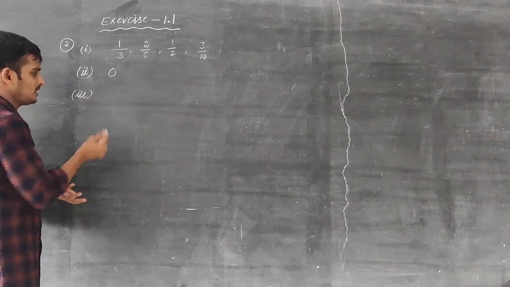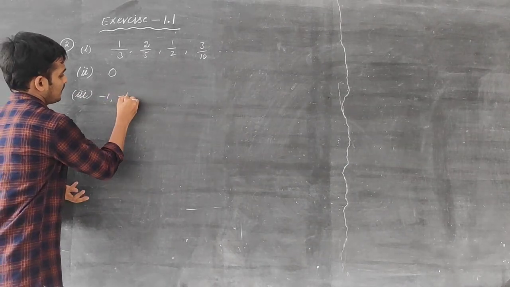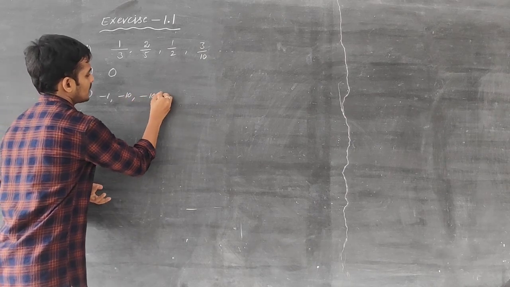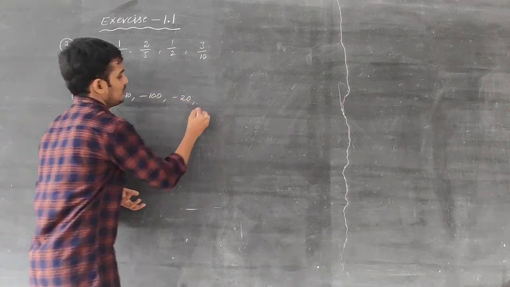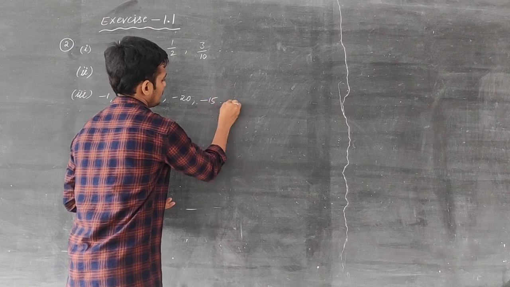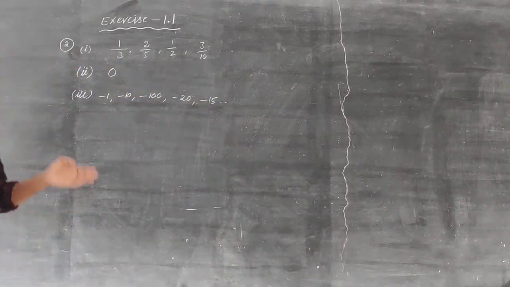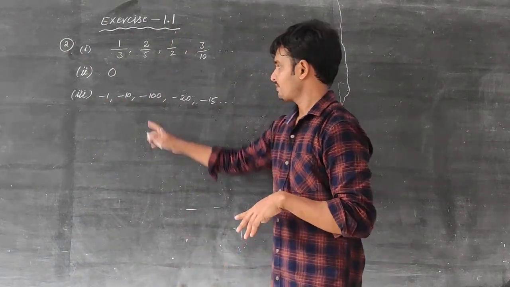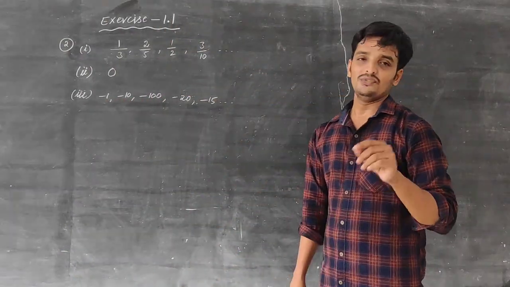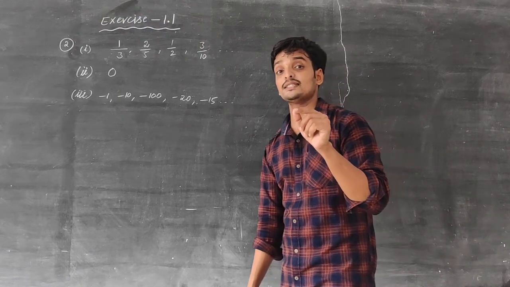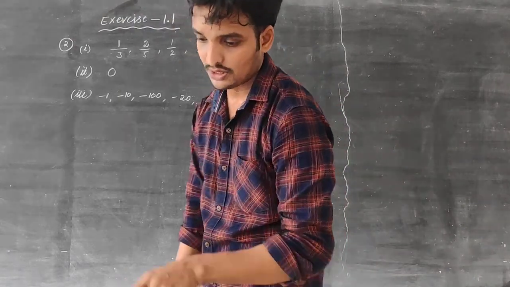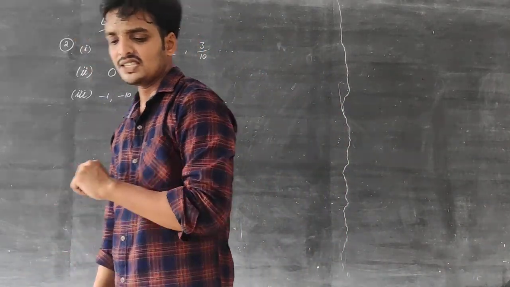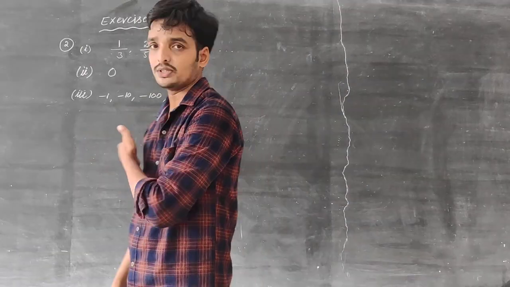Whatever the negative number, for example, minus 1, minus 10, minus 100, minus 20, or minus 15, and so on. They are asking only one, but we are writing 5 examples on the board. These are the integers because they have the negative symbol. If the number has the negative symbol, it is not a whole number. They are asking the same question: an integer which is not a whole number. These are the examples for the third question.